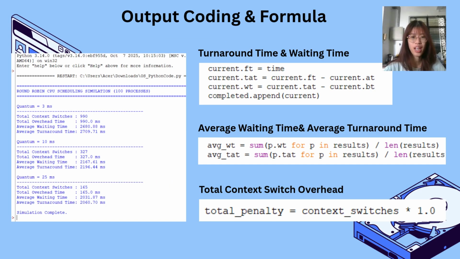To ensure our results were accurate, we use standard OS formulas. The finish time is recorded the moment a process completes, which then allows us to calculate turnaround time, the total time from arrival to finish, and waiting time. As you can see from our terminal output, we tested three specific scenarios: 3 milliseconds, 10 milliseconds, and 25 millisecond quantum. For each run, we track the total number of context switches and the resulting overhead.